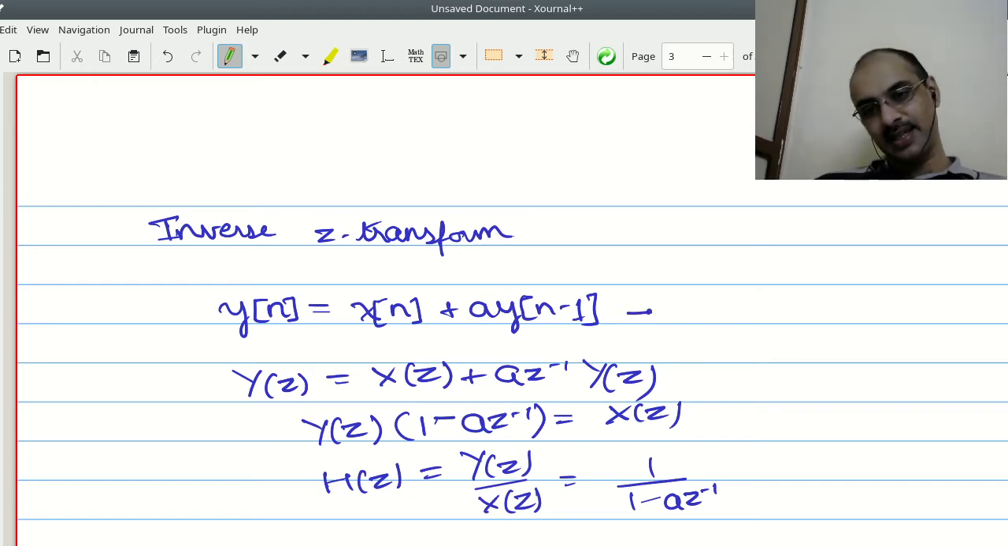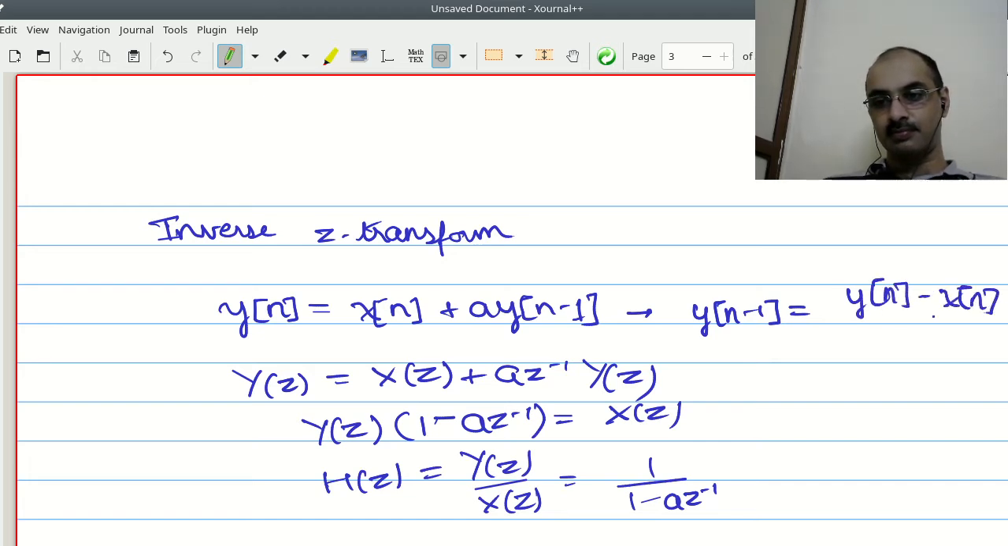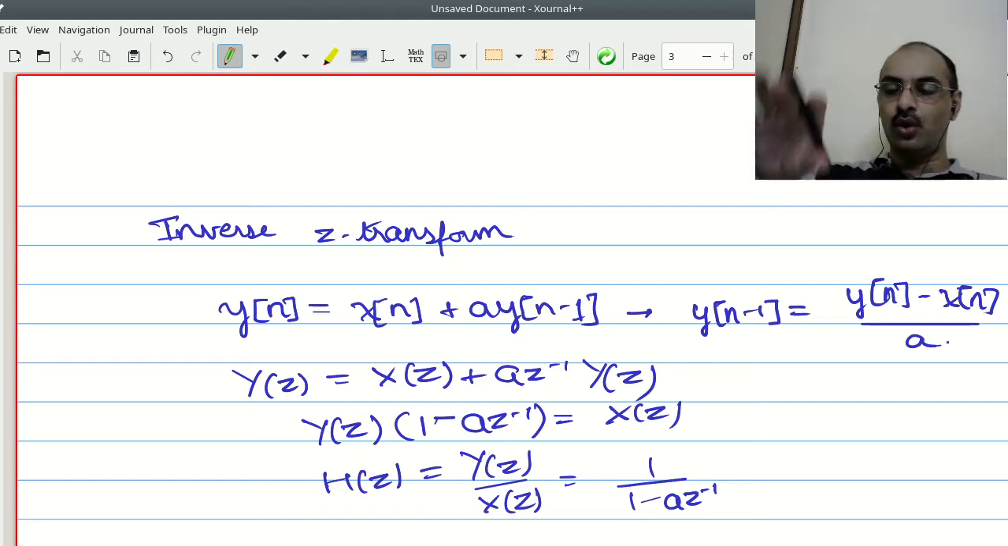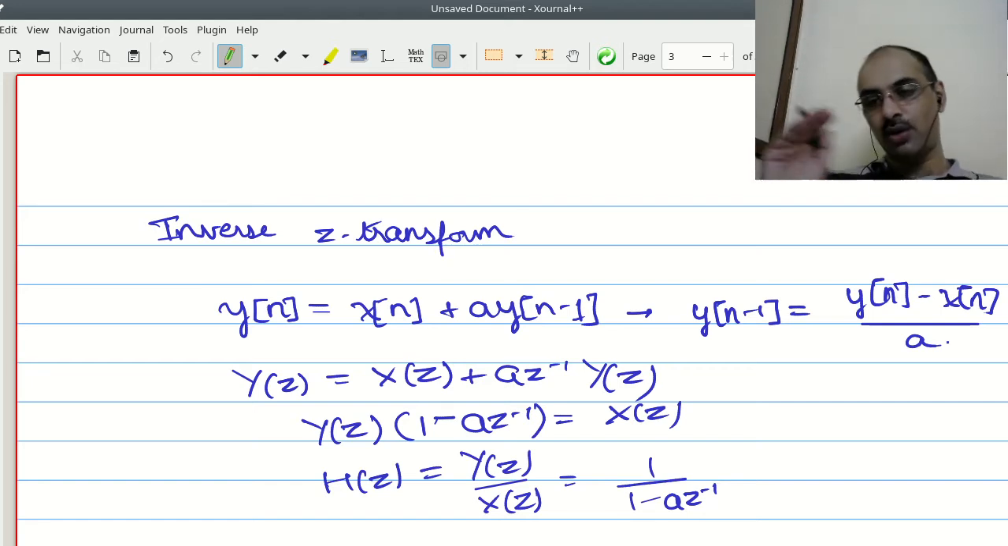However, the same LCCDE can also be written as y[n minus 1] is equal to (y[n] minus x[n]) upon a. Now this will also have the exact same transfer function, but if we imagine that we use y[3] to find y[2], and then y[2] gives you y[1] and y[1] gives you y[0], we are going in the reverse direction, and in that case you know that you are going to have a left-sided impulse response. If you have a left-sided impulse response, the ROC automatically becomes mod z less than mod a. So that is something you have to figure out.